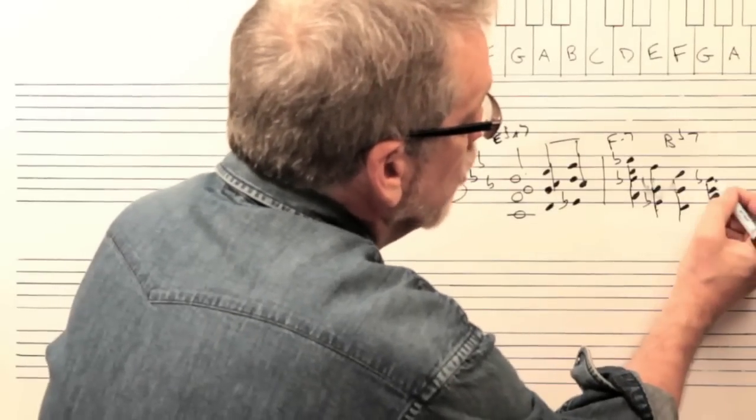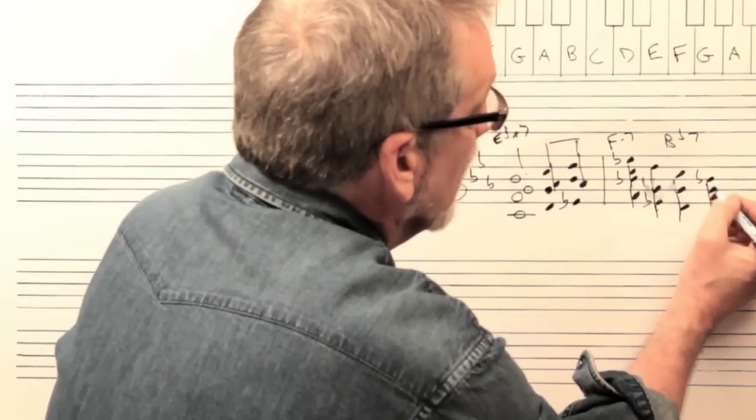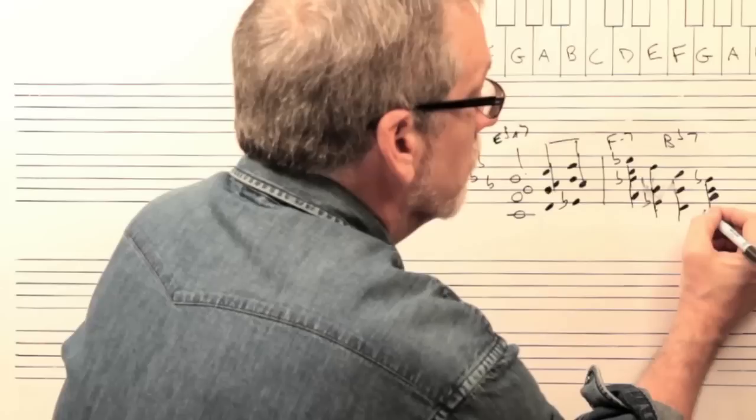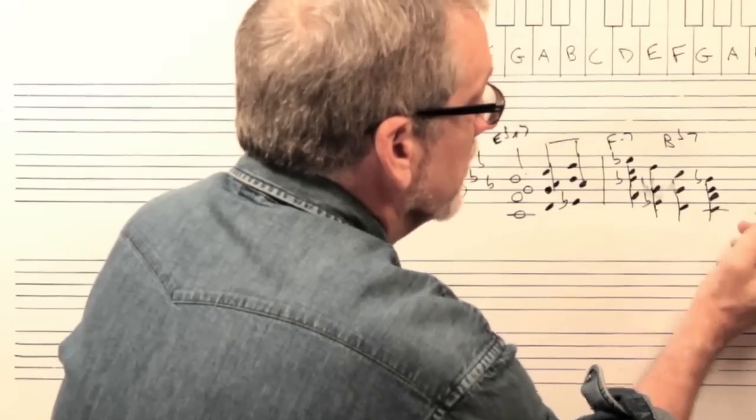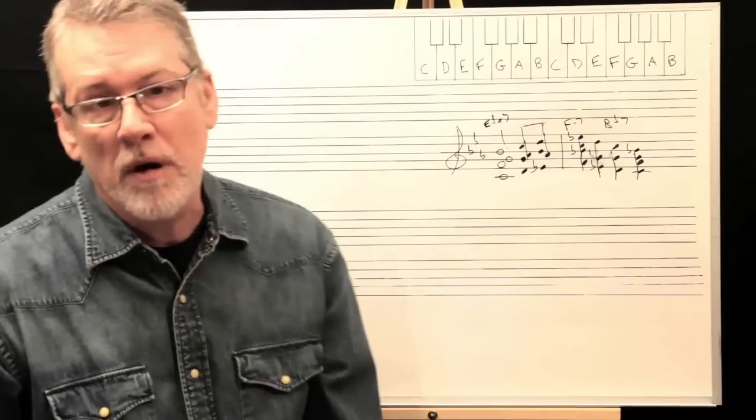So, and on this one, an open fourth would be down a fourth, and then what would that be? C natural right there. So that's how you would open them up.